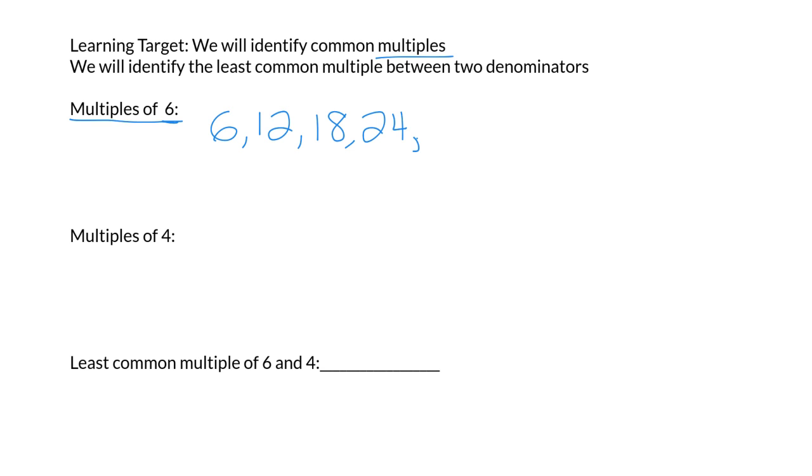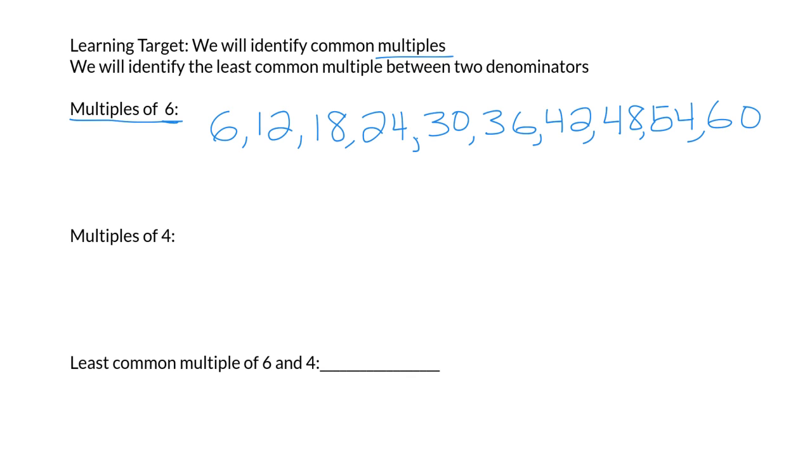6 times 5 is 30. 6 times 6 is 36. 6 times 7 is 42. 6 times 8 is 48. 6 times 9 is 54. And 6 times 10 is 60. Okay, I'm going to stop there for 6. Now, each time what's happening is I'm adding 6 to each one of these, or you can think about, again, 6 times 1, 6 times 2, 6 times 3. Okay, so we just listed the first 10 multiples of 6.